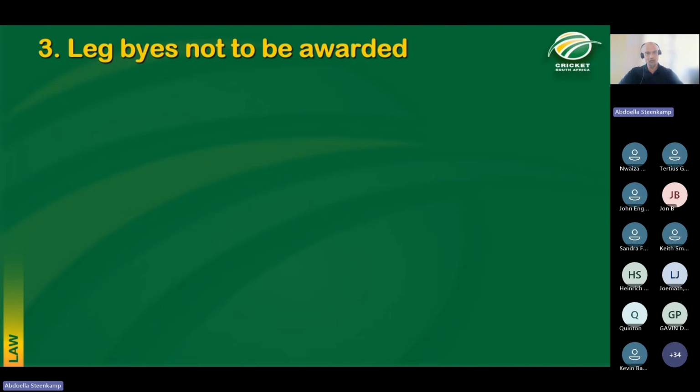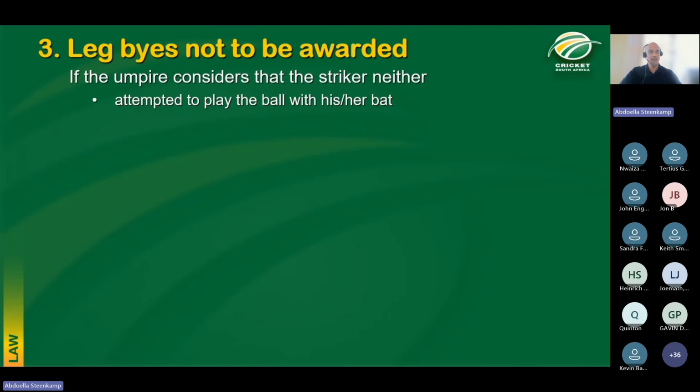So what needs to be in place for leg byes not to be awarded? We've just covered how leg byes can be scored. So when should leg byes not be scored? If you, the umpire, in your opinion feel that the striker did not attempt to play at the ball with his or her bat, if no shot was offered, leg byes should not be scored. And if the striker did not try to avoid being hit by the ball, leg byes are not to be awarded. So it's just the opposite of when leg byes can be scored.